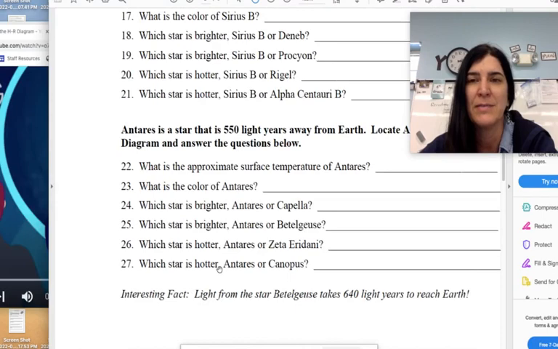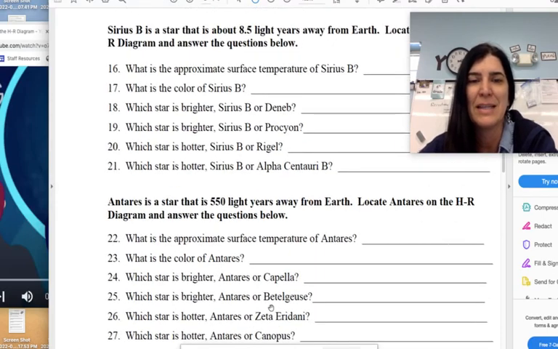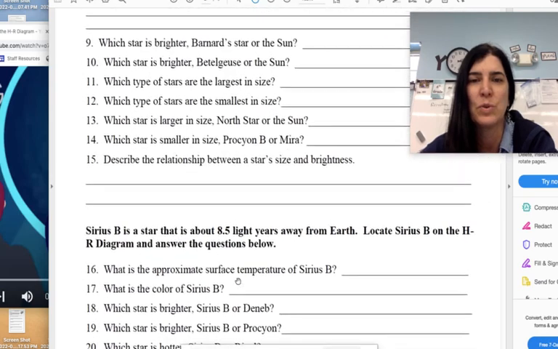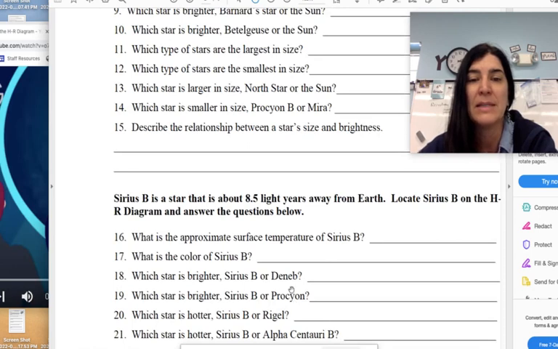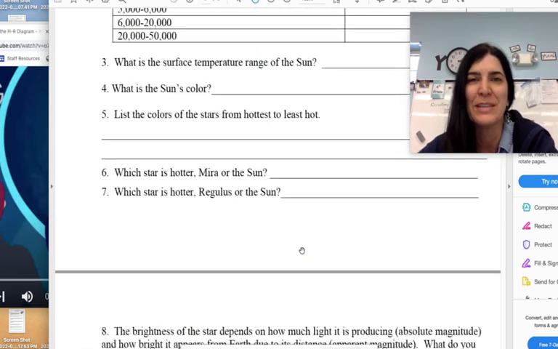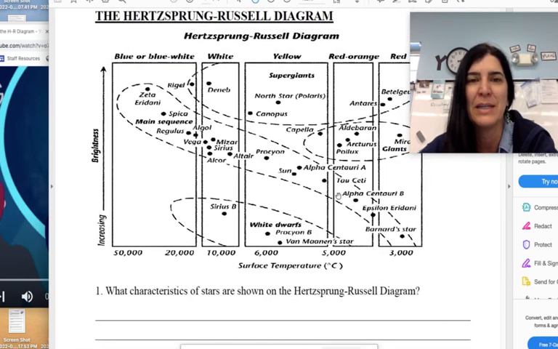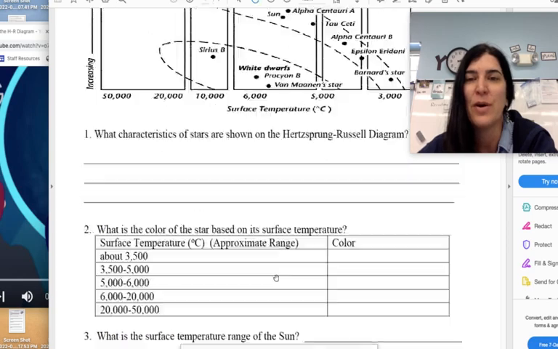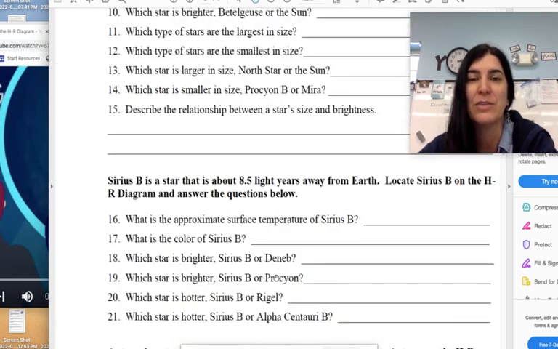Now notice, because I've done this with other class periods, that some students got confused when it got to, for instance, where's that one? It starts with a P. Okay, this star right here. There are two. One has a B at the end. So look, this one is found right here, but there is one that has a B. It's a similar name, but it's not the same exact star. So pay attention to those, okay? All of these questions are going to be based on what you see on the diagram.